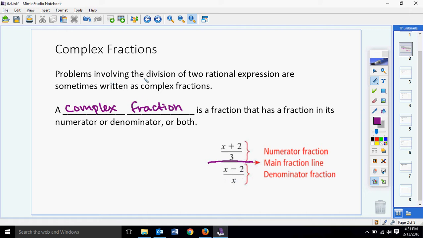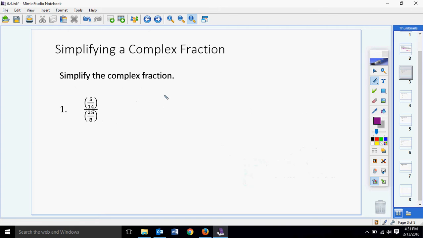So these are problems that involve the division of two rational expressions. Remember, a rational expression is just a fraction. So two fractions is a complex fraction. Well, how do we simplify this? Well, remember that division is the same as multiplying by the reciprocal.